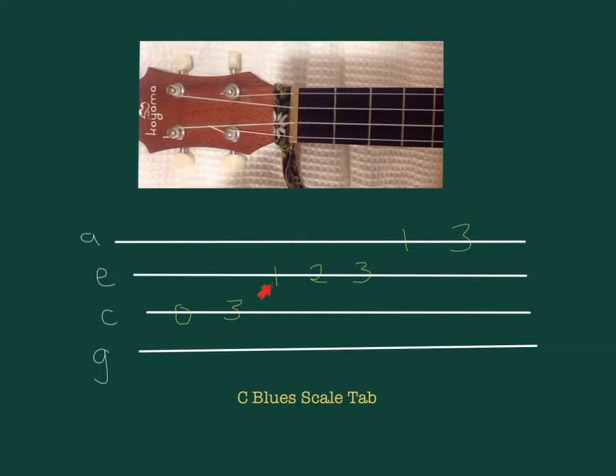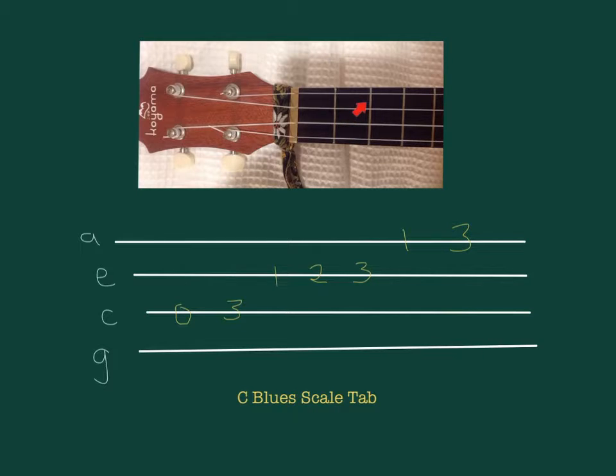Coming back to the tab, we can see that as we move from left to right, we've now jumped up a line and we're on the E line, which is the same as the E string, and we've gone to the 1st fret. So we know this is the E string here, and the 1st fret is here. So we play the 1st fret, then it says to jump to the 2nd fret.